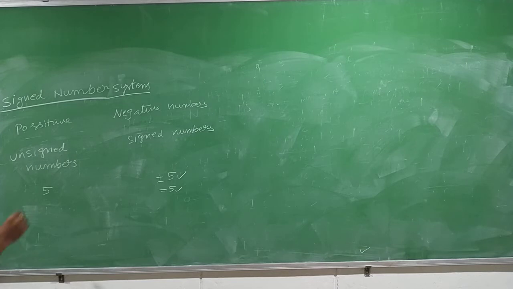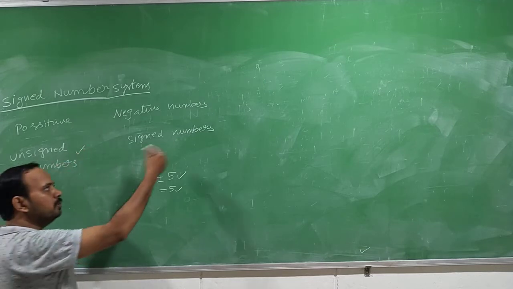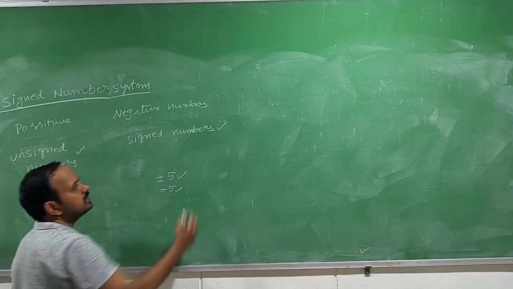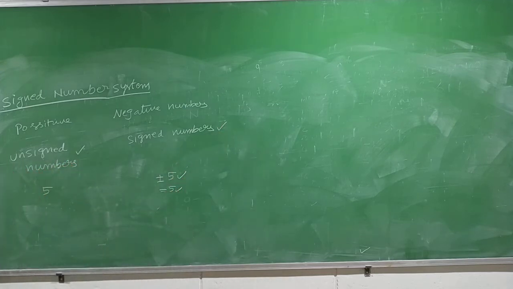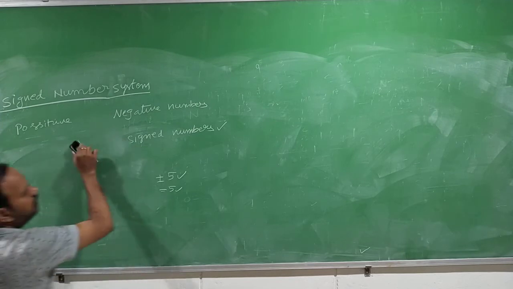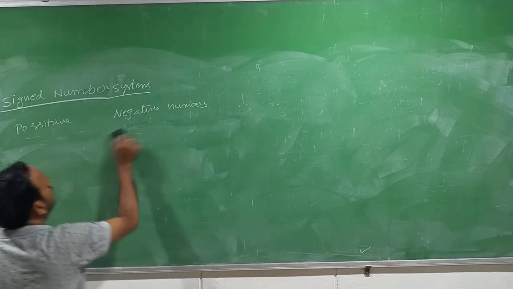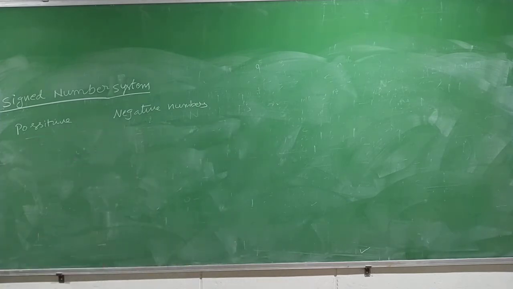So from now onwards, we are calling the positive numbers unsigned numbers, and numbers that may be both positive and negative signed numbers. Now, how to represent a particular positive and negative number inside the computer, that is our problem, right?